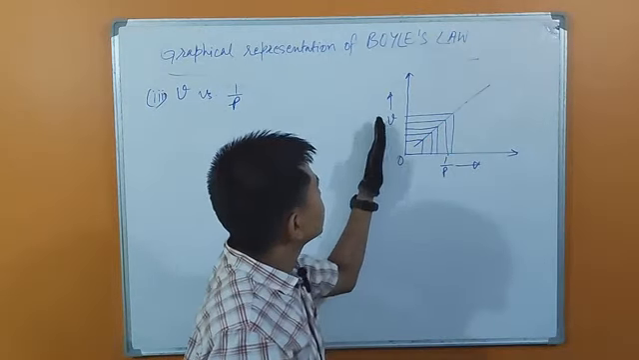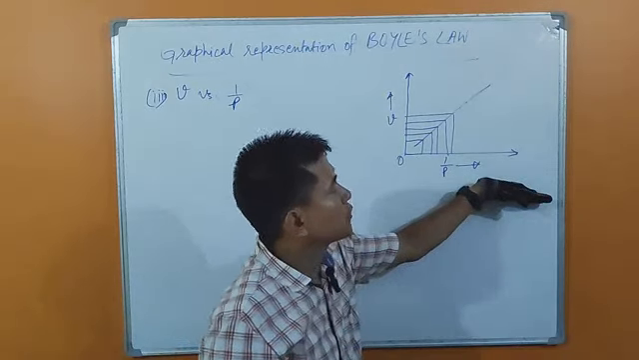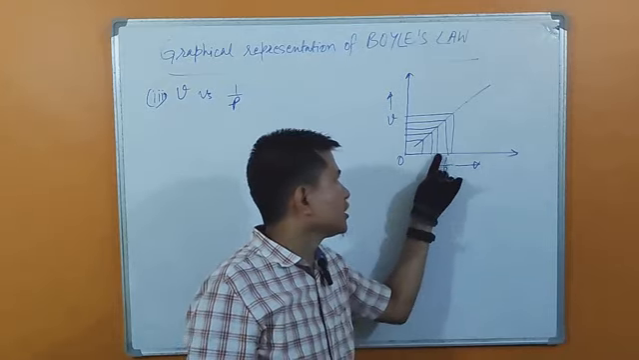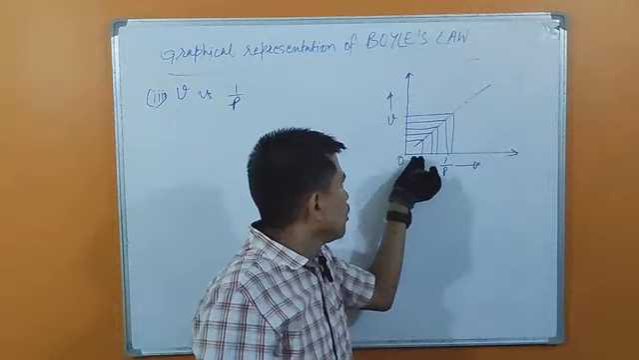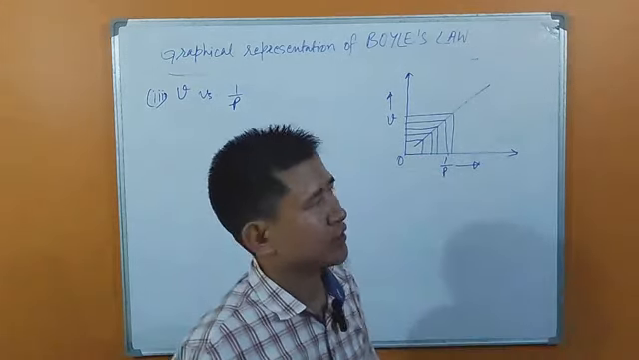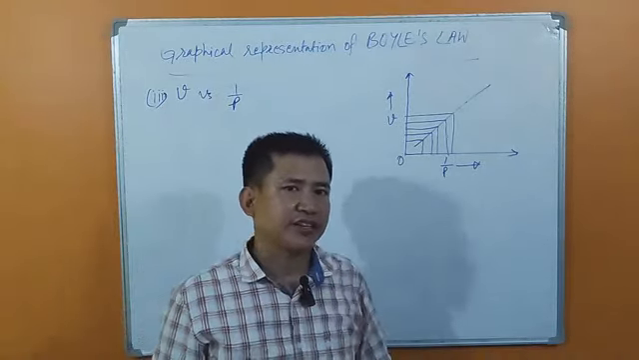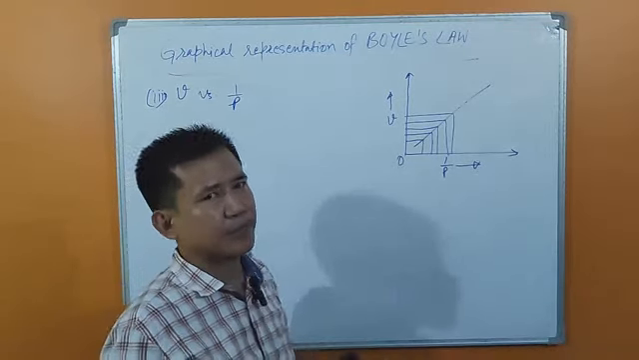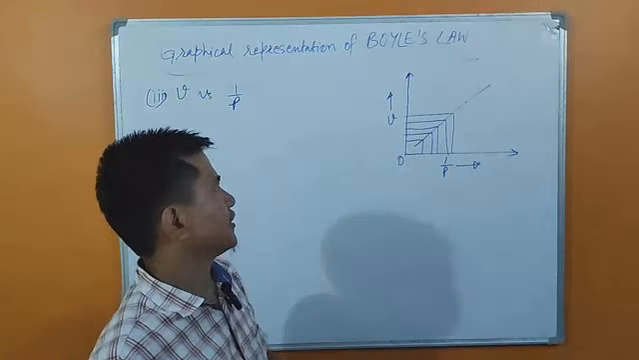When you increase volume, value of 1 upon P also increases, which means pressure decreases, because to increase the fractional value 1 upon P, denominator has to decrease. So when you increase V, 1 upon P increases. That means pressure decreases. Okay. This graph proves nothing but when you increase volume, pressure decreases, and when you decrease volume, pressure increases. The same thing. The reciprocal of pressure increases.